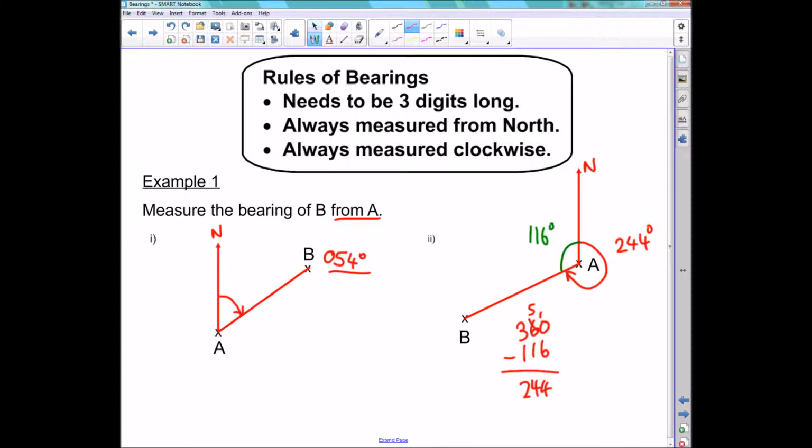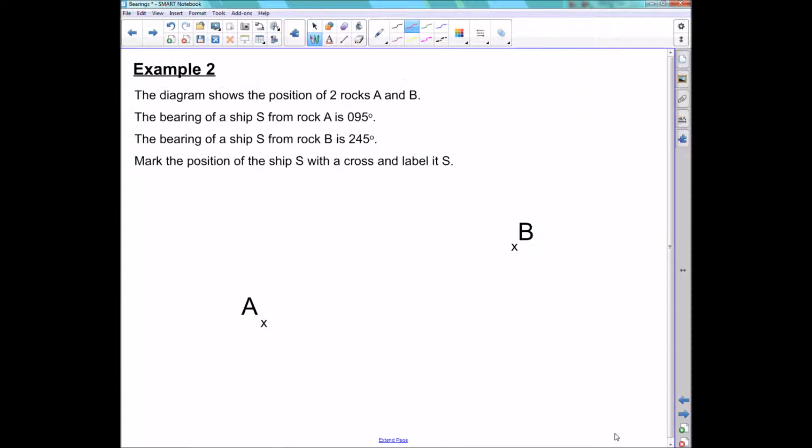So again, I'm just going to check it against the three rules. So first off, it needs to be 3 digits long. It is. Always measured from the north, which I have done. And it's measured clockwise, which I have done as well. So that is my bearing.